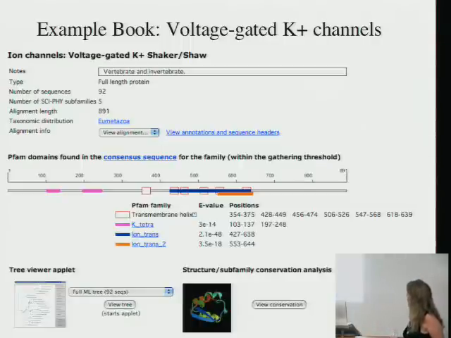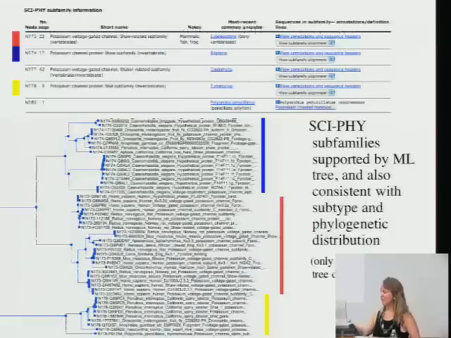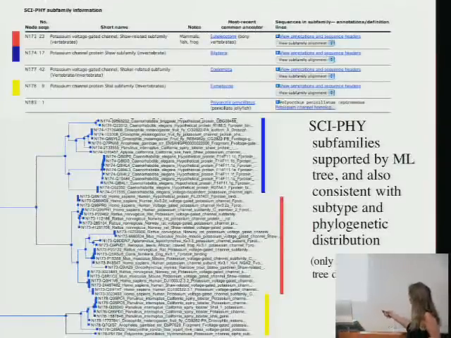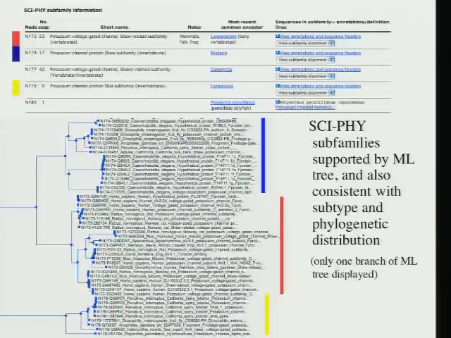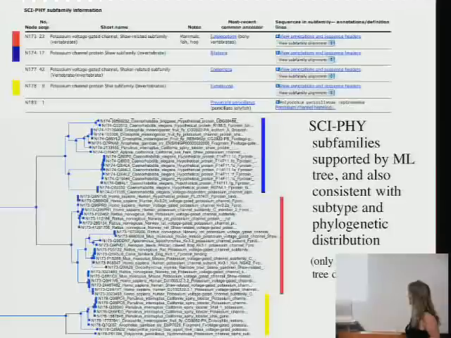Here's an example of a book in the resource. For voltage-gated potassium channels, you see the predicted domain structure, including transmembrane domains. If you click on this link, you get a three-dimensional structure for some regions of the protein overlaid with predicted critical residues. You see maximum likelihood trees, parsimony trees, neighbor-joining trees. But I'm also pointing this out because you can see that the maximum likelihood tree now corresponds to the different subtypes found by SciFi. So we've done extensive studies of the SciFi algorithm compared to expert identification of subtypes and standard tree methods. We find a high correspondence between SciFi and standard tree methods such as maximum likelihood, maximum parsimony, and neighbor joining, and to expert subtypes.